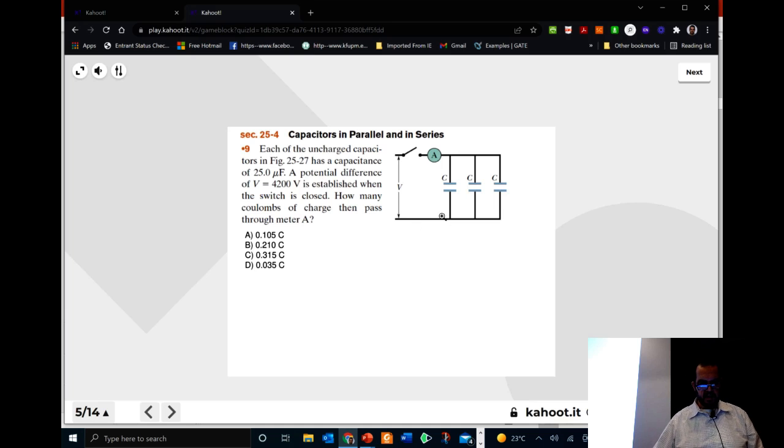Each of the uncharged capacitors in the figure has a capacitance of 25 microfarads. A potential difference of 4,200 volts is established when the switch is closed. So we have a battery that has 4,200 volts. How many coulombs of charge pass through the meter A? Meter A is a charge meter or an amp meter, or whatever you call it. We want to determine how much charge flows through this. Basically saying how much charge is on all of these capacitors. Okay, so 1.5 minutes.